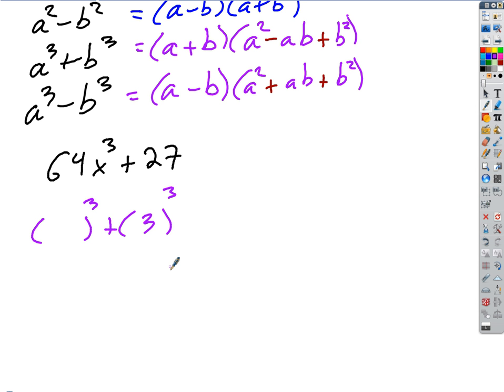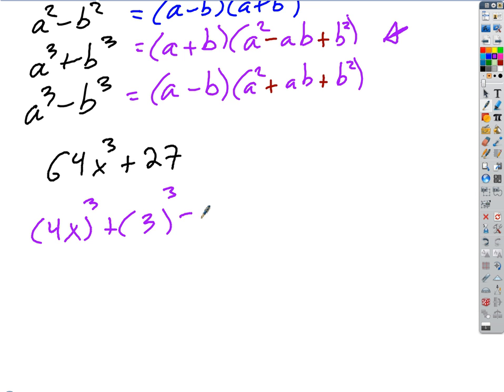What about the 64x cubed? Can we write something that we could cube and get back that whole first term? 4x, right? Because 4 cubed is 64, and x cubed is what? x cubed, yeah, trick question, right? So we know that when we distribute the exponent 3 to both parts, we're going to get our 64x cubed. So we got our a, we got our b. We're just going to follow this pattern right there, right?